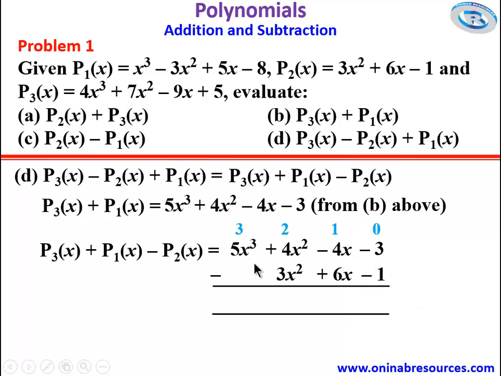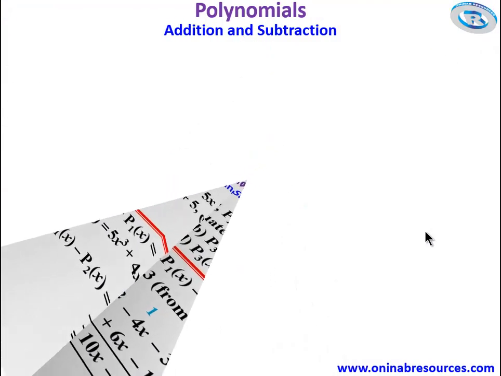Then we can now simplify. So here there is nothing to subtract, so we bring it down. 5x3, 4x squared minus 3x squared gives x squared, and minus 4x minus positive 6x is as good as saying minus 4x minus 6x, which gives minus 10x. Then minus 3 minus negative 1 will be minus 3 plus 1, which will give minus 2. So we are done solving problem 1a to d. Then we go to problem 2.